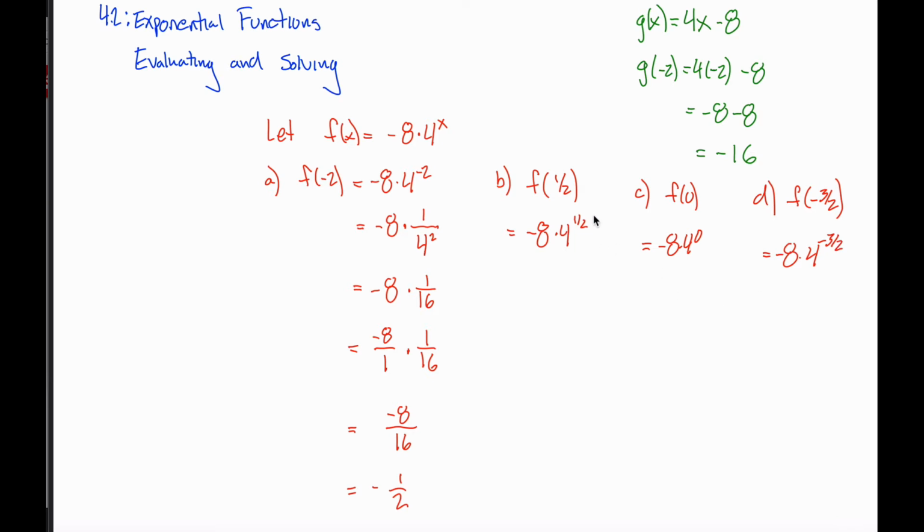And as long as you know what 4 to the 1/2 or 4 to the 0 or 4 to the negative 3/2 is, this isn't that bad. 4 to the 1/2 power, from the previous video, that's the square root of 4. And the square root of 4 is just equal to 2. And 2 times negative 8 just leaves me with negative 16. Over here, 4 to the 0 power is equal to 1. So this is just negative 8 times 1. In other words, negative 8.